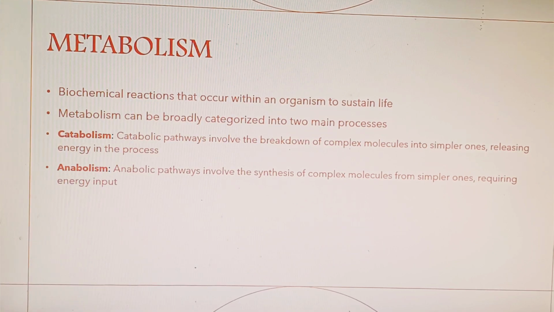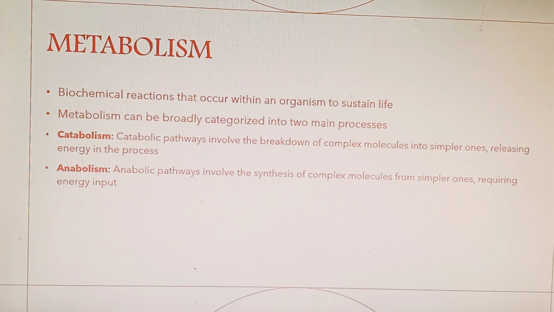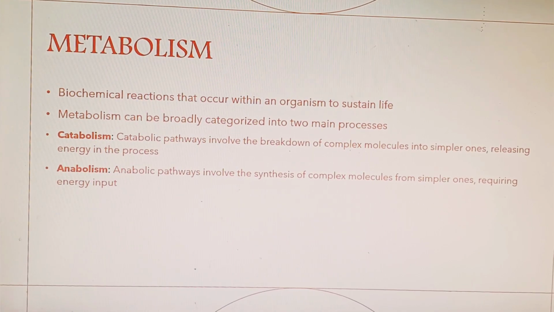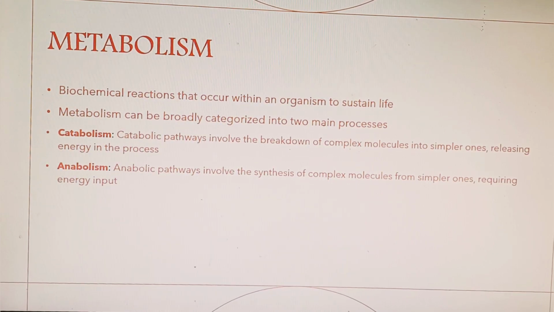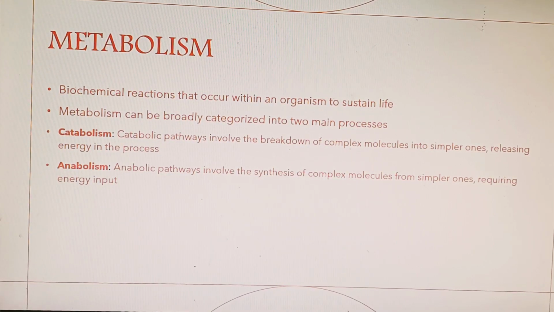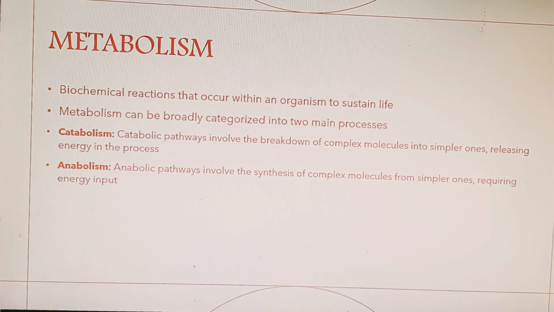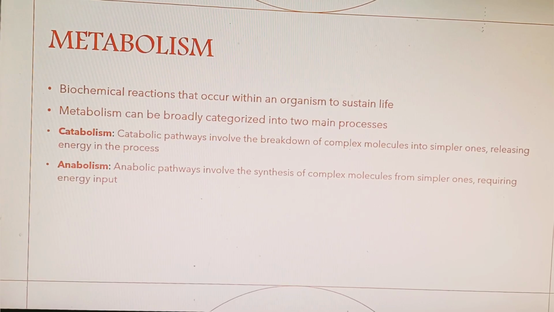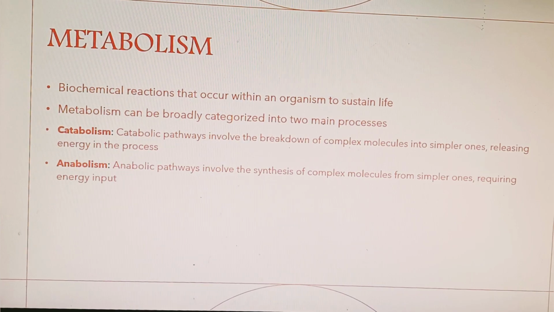Another major category of metabolism is anabolism. So anabolic pathways involve the synthesis of complex molecules from the simpler ones. That is, it will require some energy as an input. If we look at the examples of some anabolic reactions, they would be protein synthesis, lipogenesis, gluconeogenesis. Some way or the other, they are requiring energy for the formation.